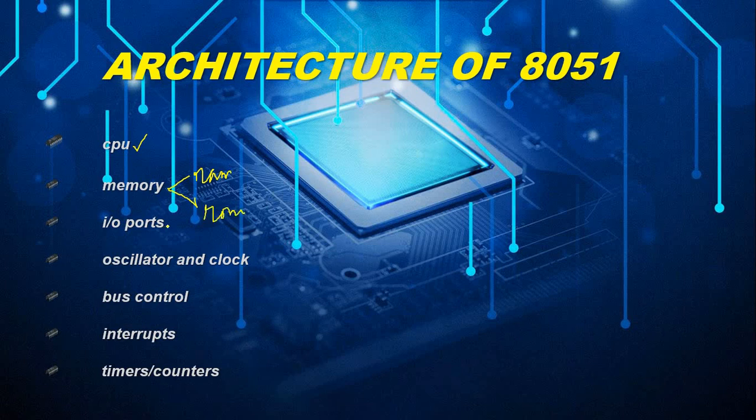And we also have IO ports. How many IO ports? We have 4 IO ports. We have an oscillator and a clock circuit. Why do we use the oscillator and clock circuit? To produce stable frequencies. And we have bus control: a data bus, an address bus, and a control bus. It is an 8-bit data bus and a 16-bit address bus. And we have interrupts, both internal and external, and timers and counters to complete a task in a given time.